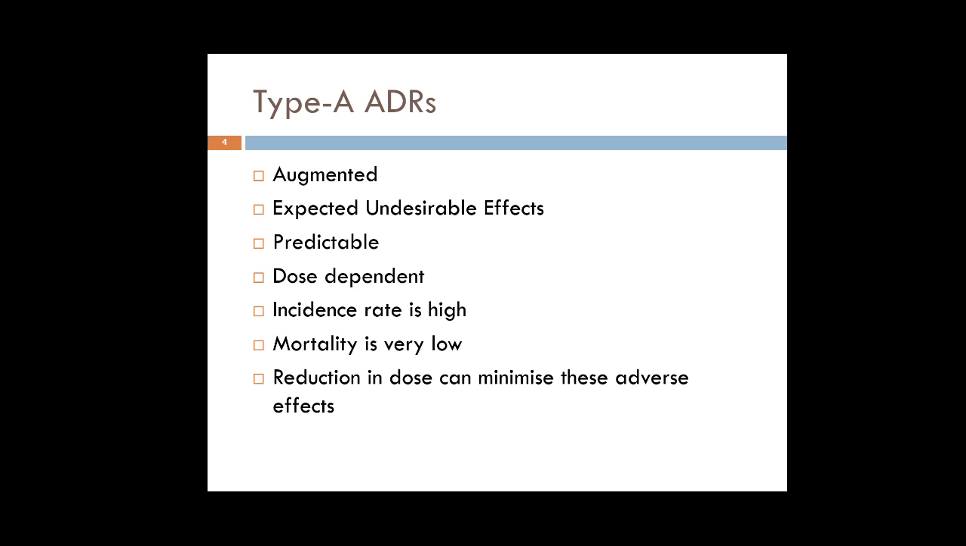These are predictable ones. Dose dependent means if we decrease the dose, the side effect will decrease, and if we increase the dose, the ADR will increase. Incidence rate is quite high as compared to the other types of ADRs, and mortality is very low. So these are not very serious kinds of ADRs. Reduction in dose can minimize these adverse effects. So what is the treatment of type A ADR? You need to reduce the dose.